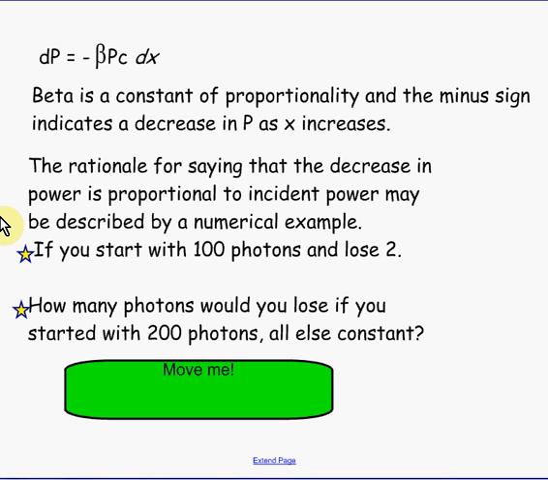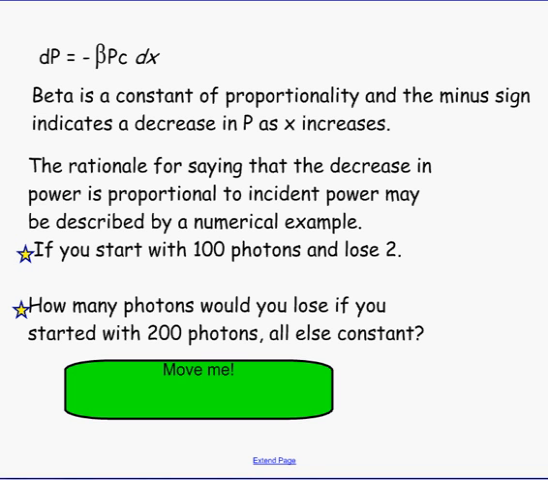The rationale for saying that the decrease in power is proportional to the incident power can be described by a numerical example. If you start off with 100 photons and lose 2 by the time you reach the end of the sample, how many photons would you lose if you started off with 200 photons, with all else being consistent?